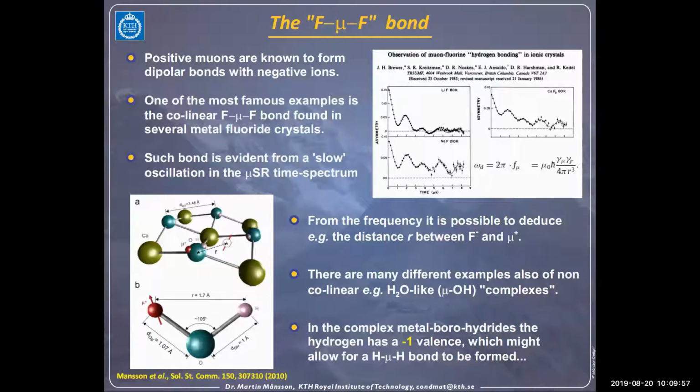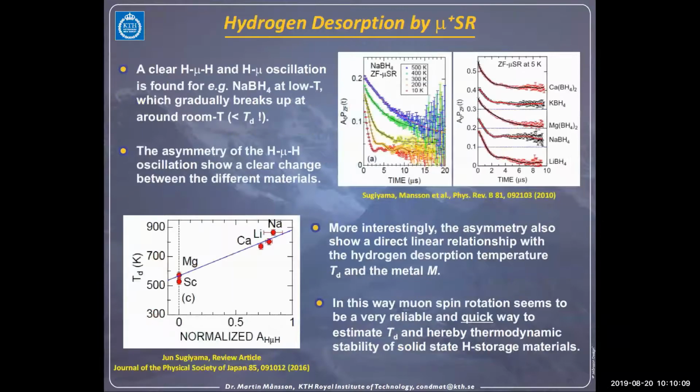hydrogen actually has a valence of -1, and this is something that I was a bit surprised by before I understood what we were looking at. So there is a possibility that we can get this type of H-mu-H bond. And this is what we actually have. So this is sodium borohydride. Here, very nice oscillation at low temperature that gradually breaks up when you go around room temperature. This weak bond is breaking up.